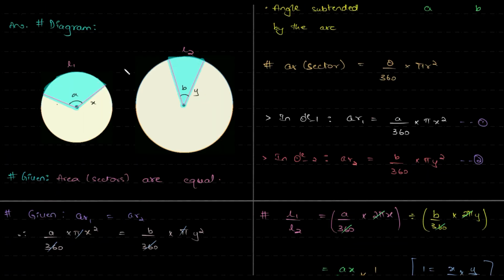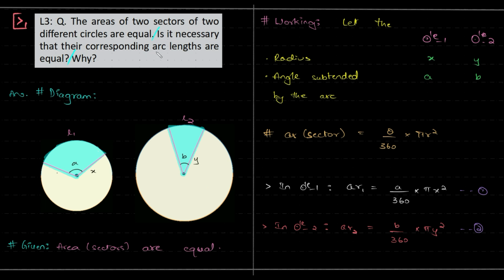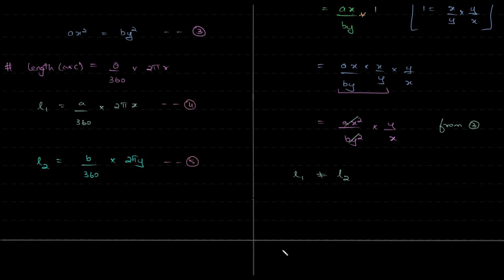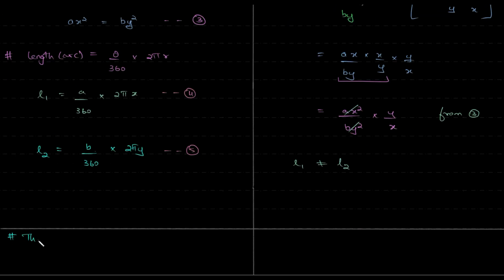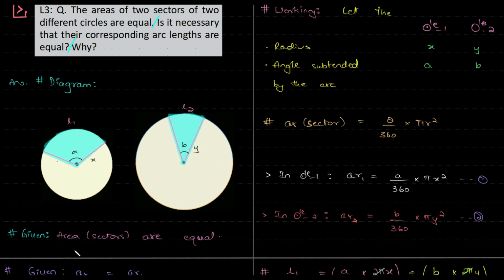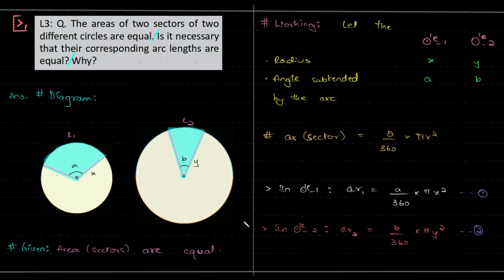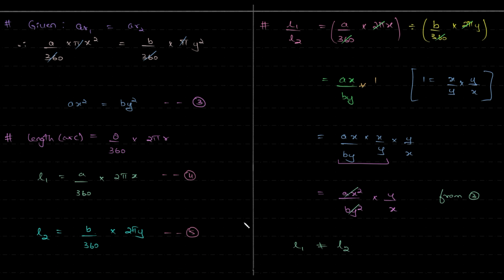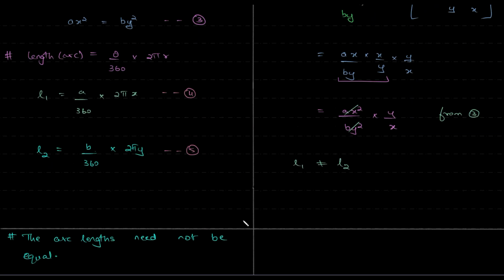So what's the question? Is it necessary that the corresponding arc lengths are equal? No, it need not be necessary. So the conclusion is the arc lengths need not be equal, and that is our answer. Again, remember, it carries half a mark, this statement.